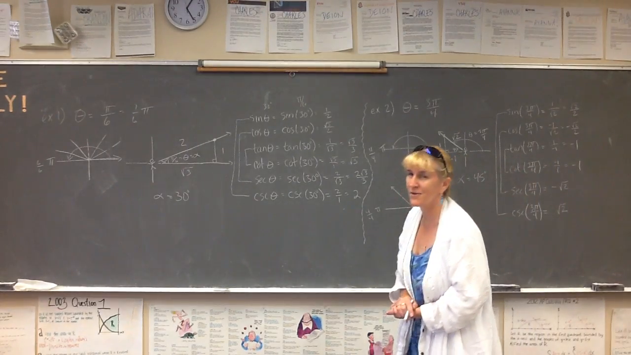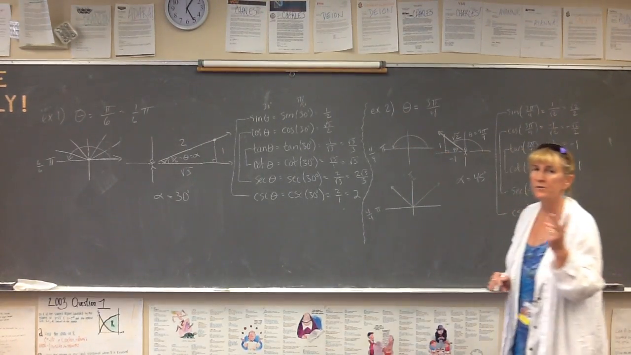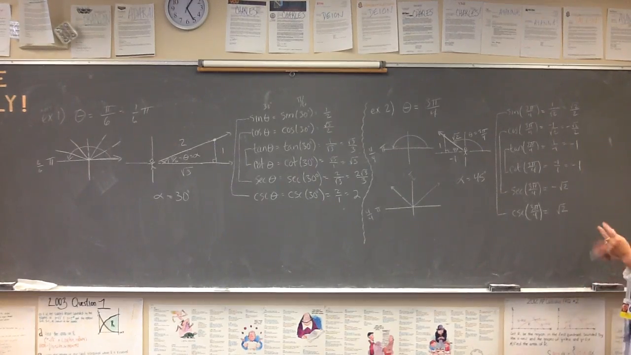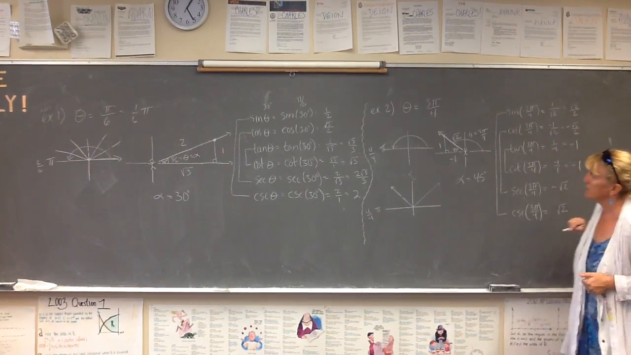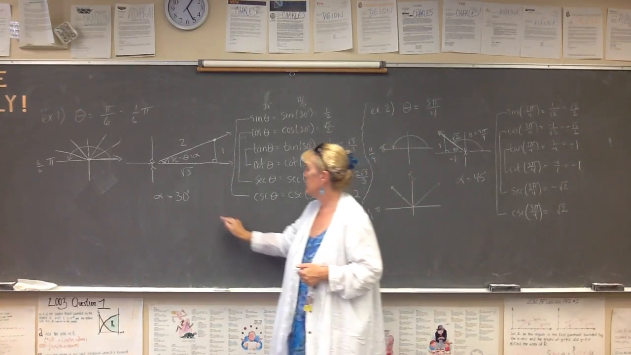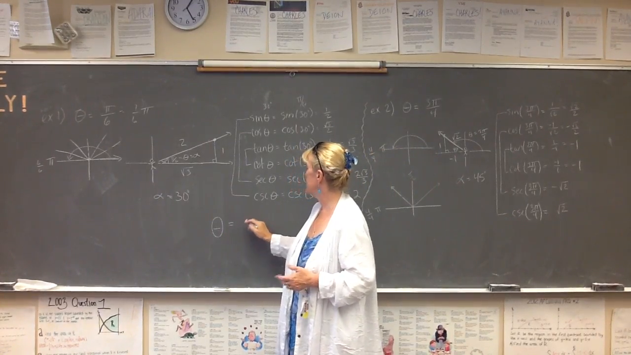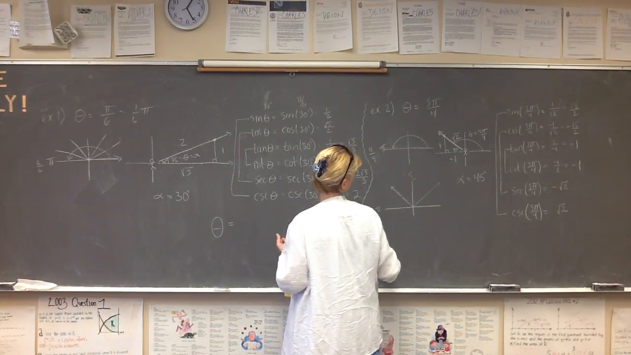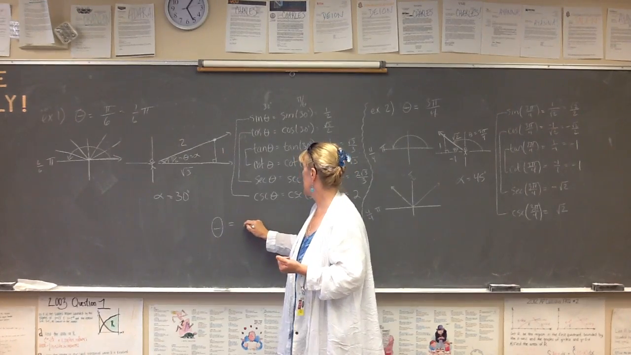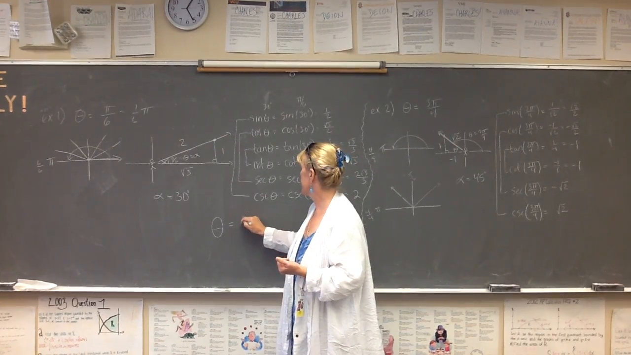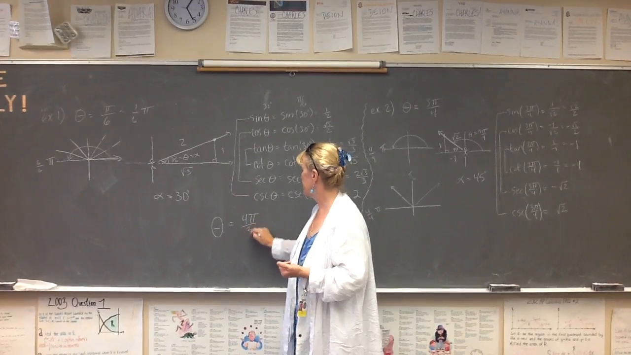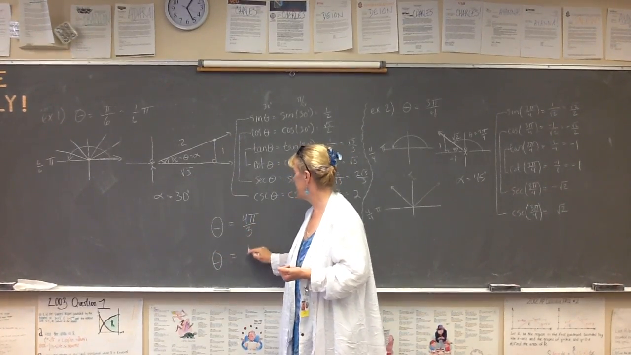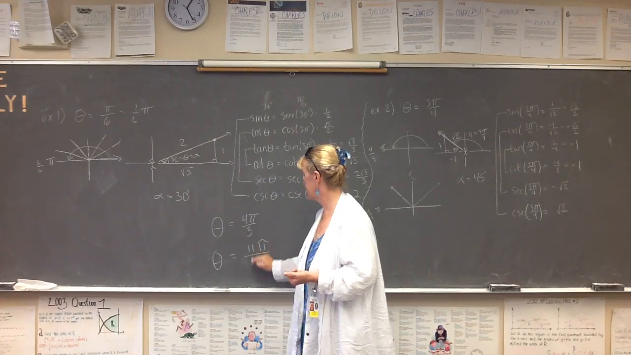Can't go that fast. Okay, so I have 2 angles for you to try for tomorrow. I'm going to put this right here in the middle of the board. One of them is going to be theta equals 4 pi over 3, and the other one will be 11 pi over 6.